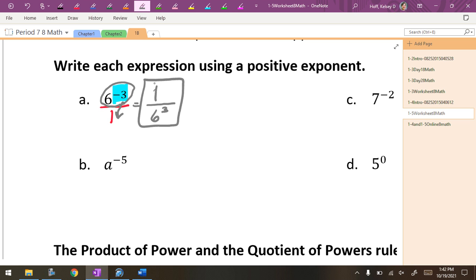Repeated division because there's 3 6s. 6, 6, 6. So divide by 6, divide by 6, divide by 6. B, a to the negative fifth. Put it over 1. I can't have a negative exponent. So I'm going to take my base and my negative exponent, I drag it across that fraction bar. It goes to the bottom of the fraction and becomes a positive 5 exponent, leaving behind a 1.